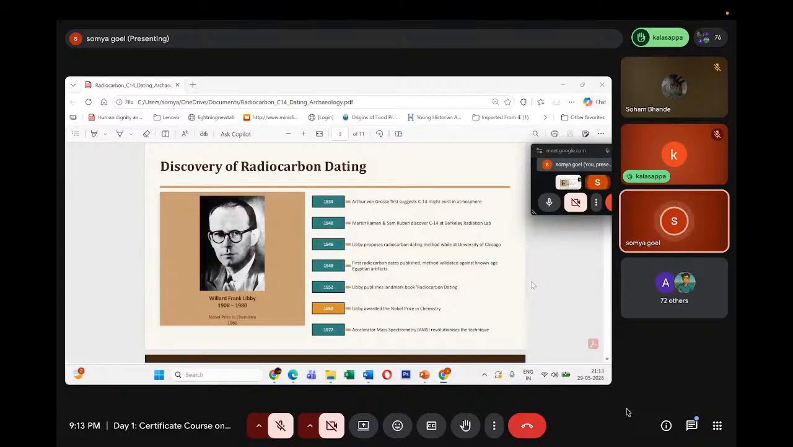He is the one who proposed this research: that when an organism dies and this exchange stops, the carbon 14 already present in the organism starts decaying at a known rate. If we measure that remaining carbon 14 and the rate at which it decays, we can go back to how long it has been since the organism died.